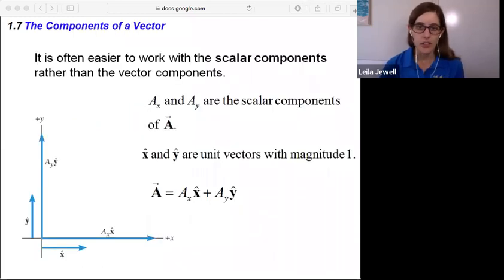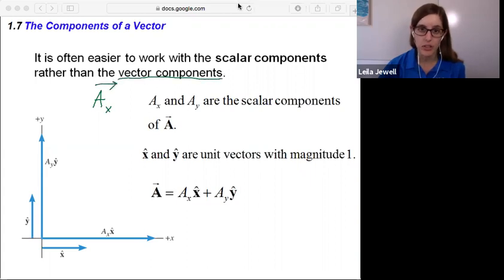Right, now the vector components are a little hard to work with because they're still vectors, but we can get around that if we instead work with the scalar components. So instead of being A sub X vector or A sub Y vector, we can work in terms of A X without the arrow on top. Right, so the vector component has this arrow up on top, and that's what makes it a vector component, as opposed to the scalar ones that have no arrow.